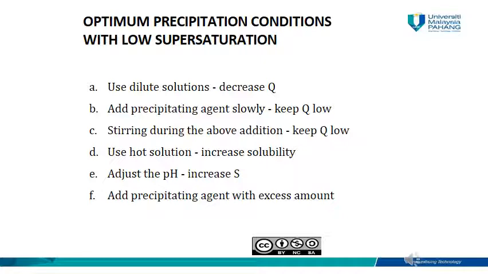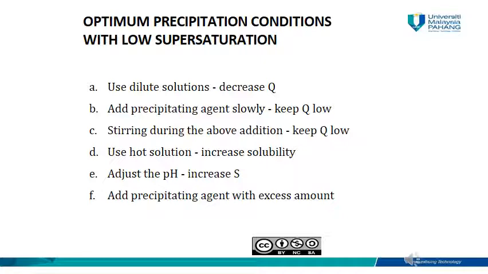The first one is use a dilute solution. From this dilute solution, you can decrease the Q value. Next is add precipitating agent slowly. You can see when the Q value is low, you can get a very good precipitate. Next is stirring during the above addition. By the time you stir the mixture, it also can keep the Q value low.